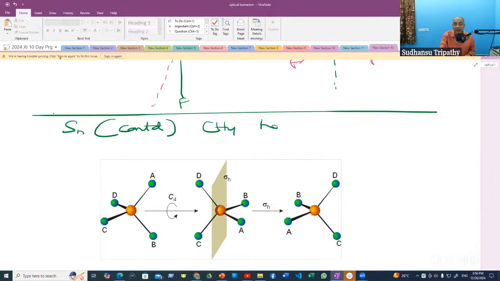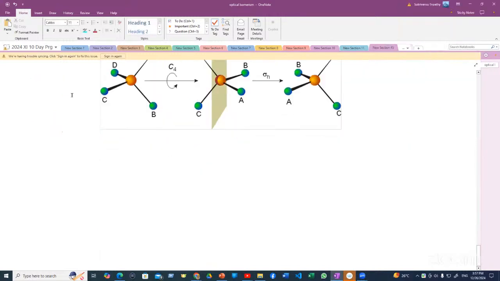CH4 has an S4 axis. How? We will not discuss more about the SN axis, but I clearly explained the difference between CN. Only rotation, if you regenerate the form, then only CN. And CN followed by sigma, that is called sigma n, will lead you to SN axis. So methane doesn't have a C4 axis, it has an S4 axis. You got it? Yes, sir.